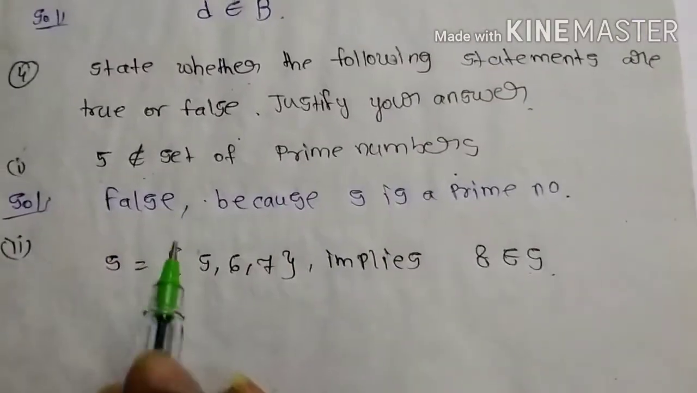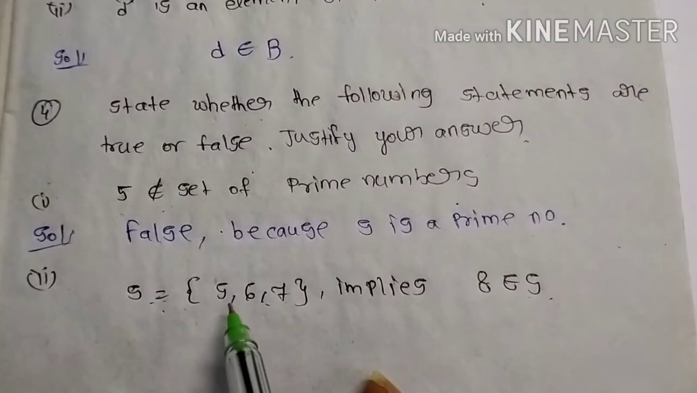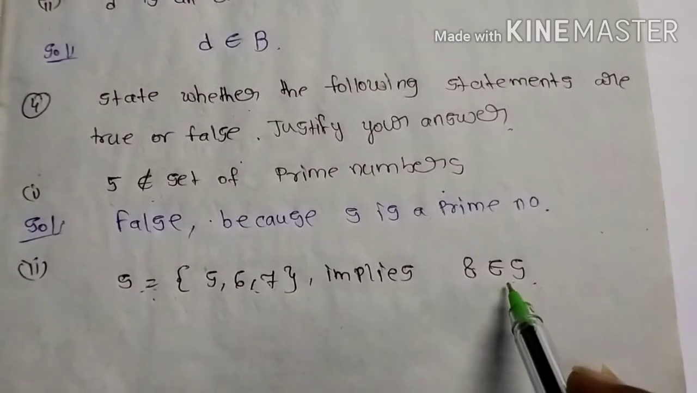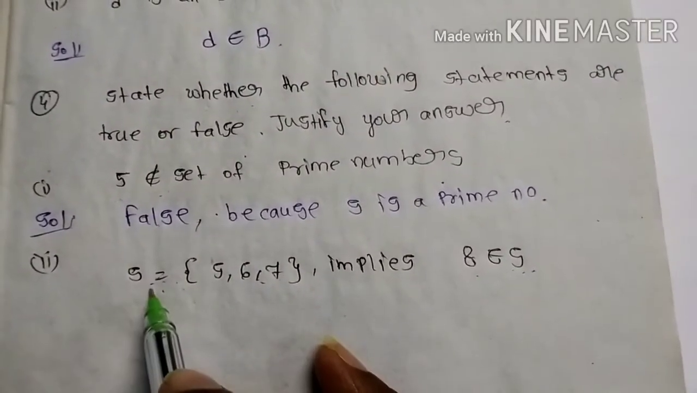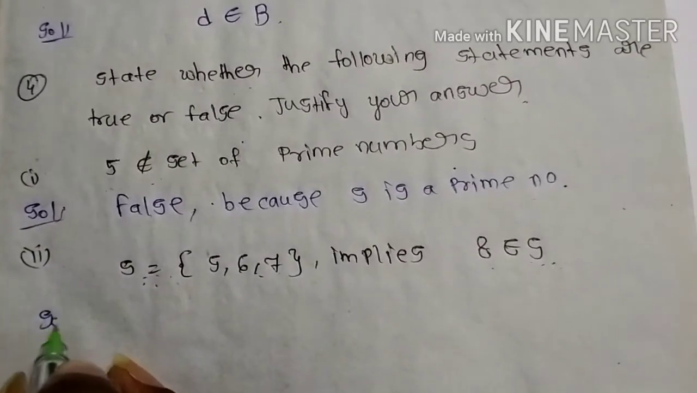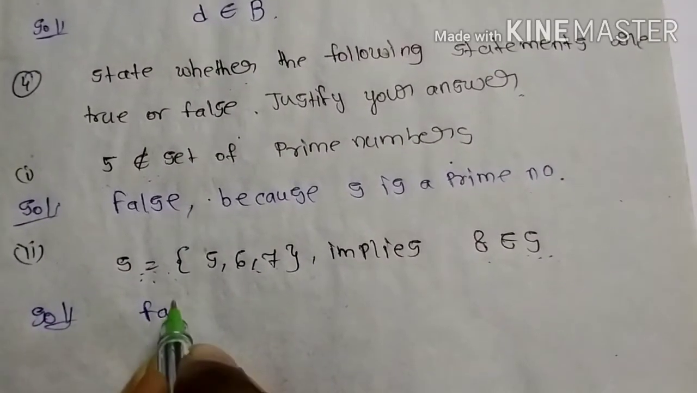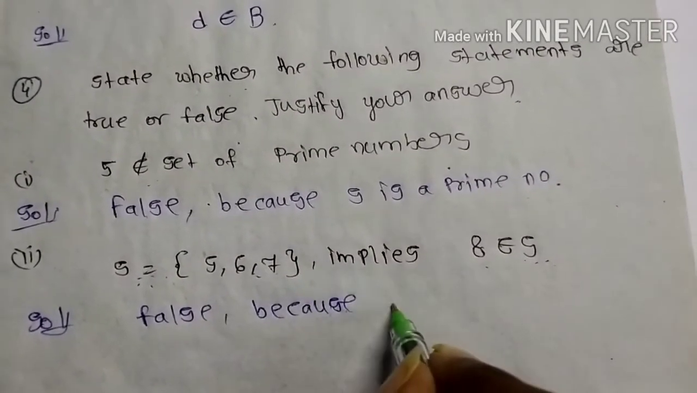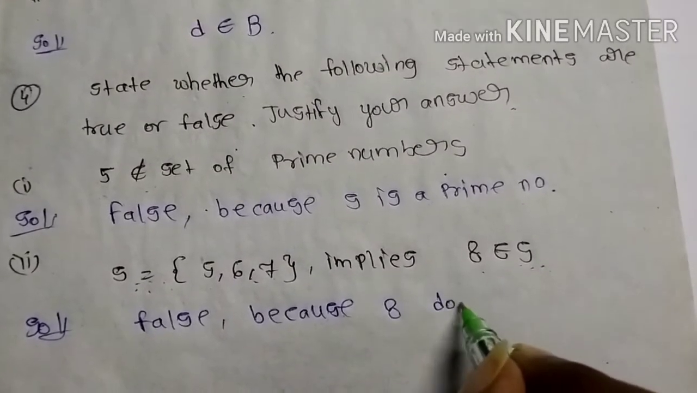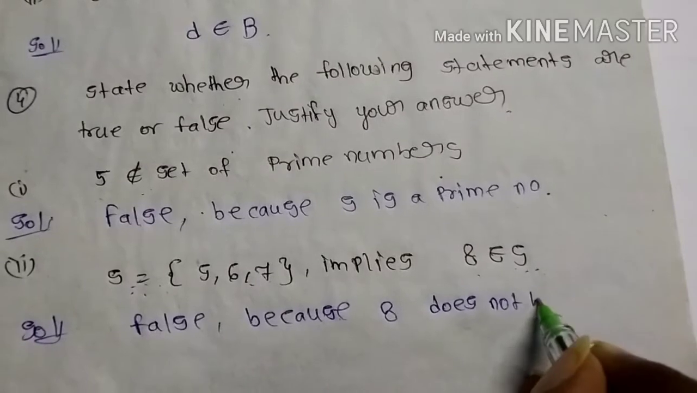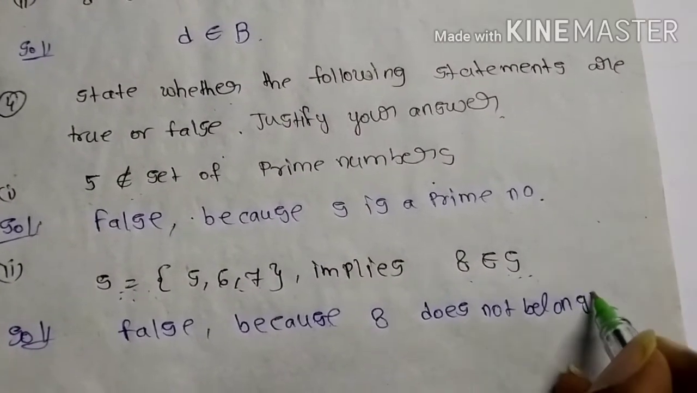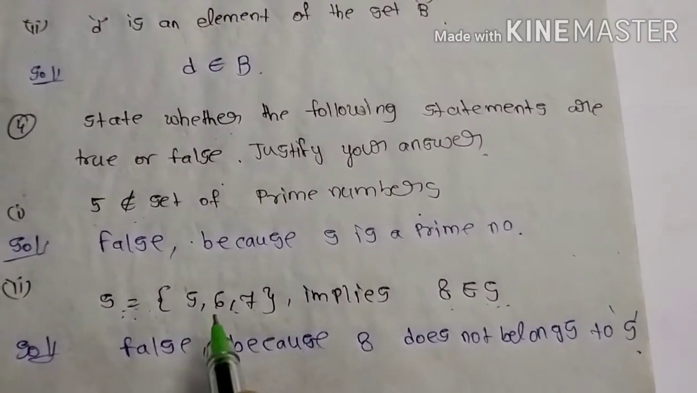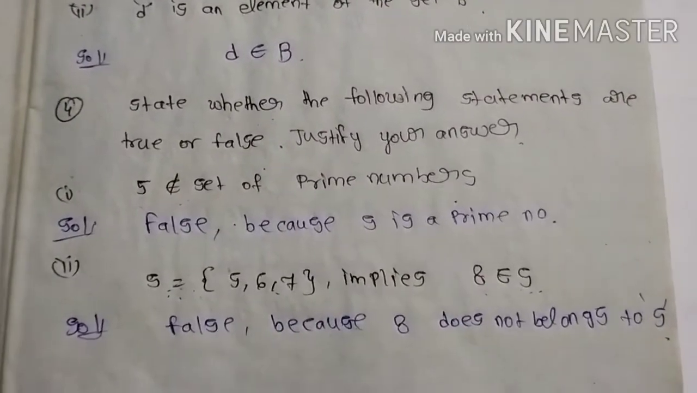Next question you can see here. S is equal to 5, 6, 7. That means these three are elements of S. They are asking, 8 belongs to S. Is it true? Does 8 belong to S? No. So your answer is false, or not? It is a false statement, because 8 does not belong to the set. Yes. In the similar way you can do the remaining sums.